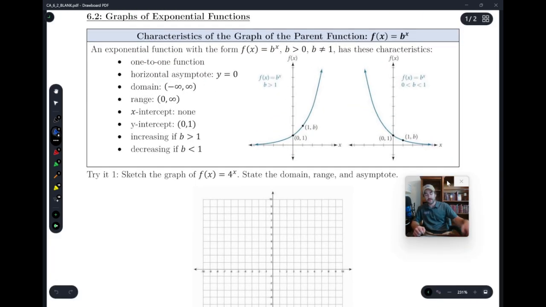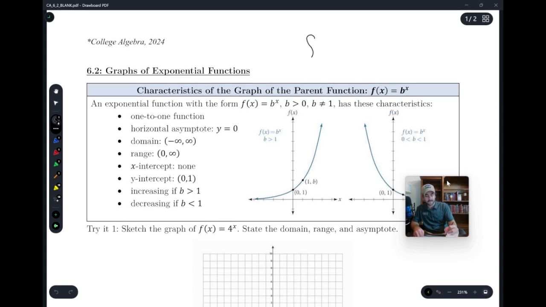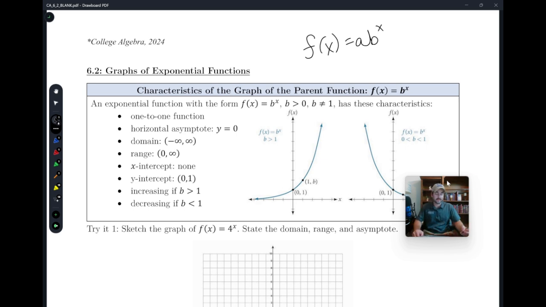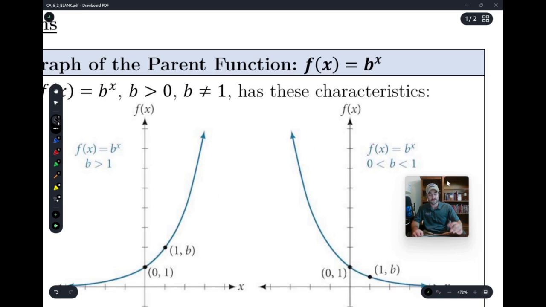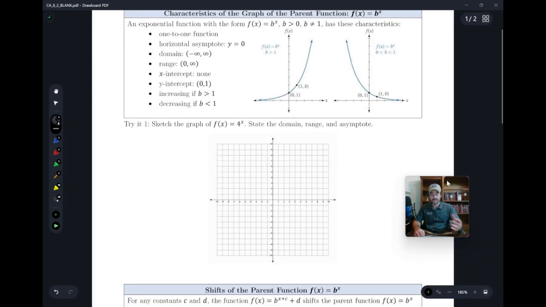So if you remember, our main function or our toolkit function for exponentials last week was f of x equals ab^x. Today we're going to be looking at, if we remove that a for just a little bit and we look at the parent function, or the original function b^x, what each thing does. So what we're going to do to start is we're going to sketch the graph of 4 raised to the x power.